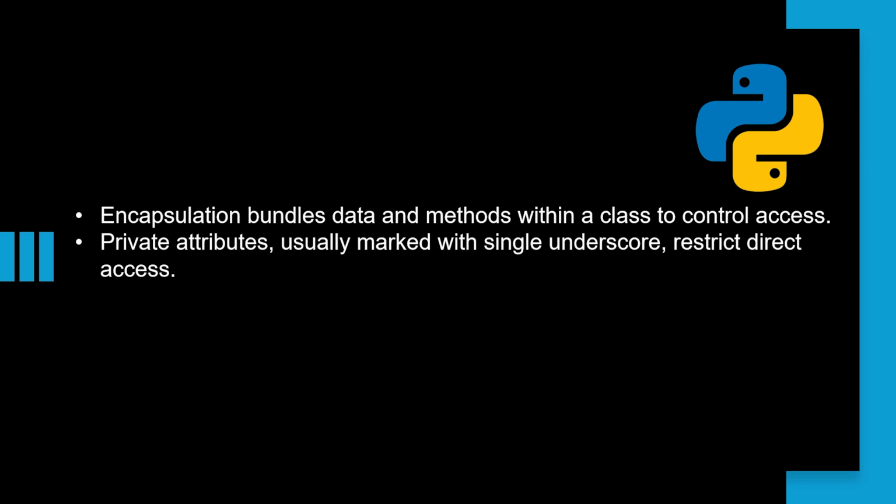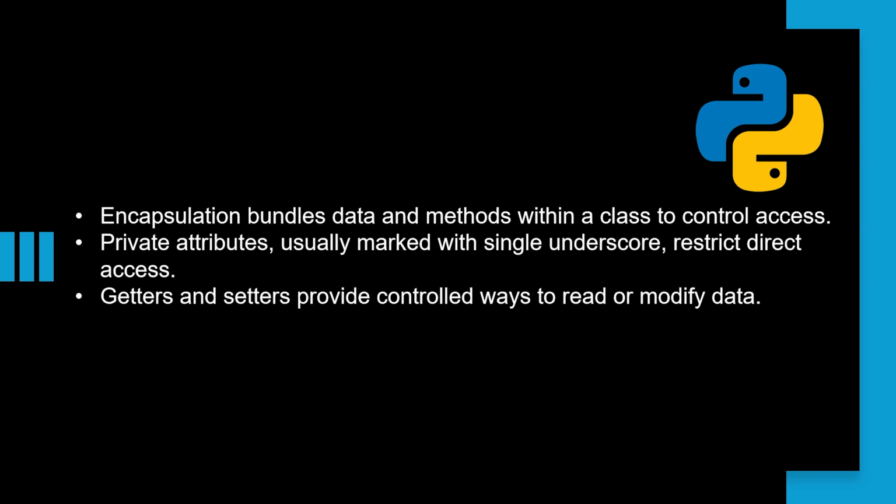Private attributes, usually marked with a single underscore, restrict direct access. So you cannot directly access these attributes or methods without proper ways. Getters and setters provide controlled ways to read or modify data, so our program becomes more reliable. Let's see it in a practical example from our previous video.